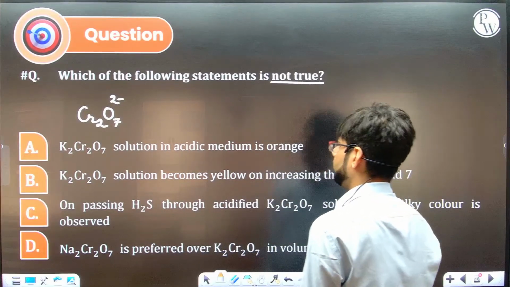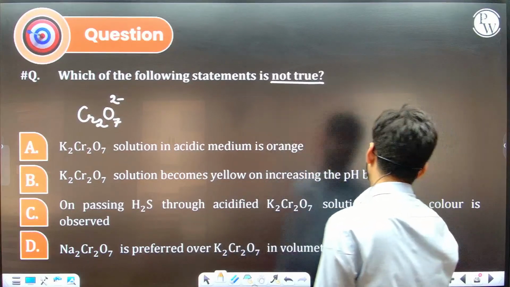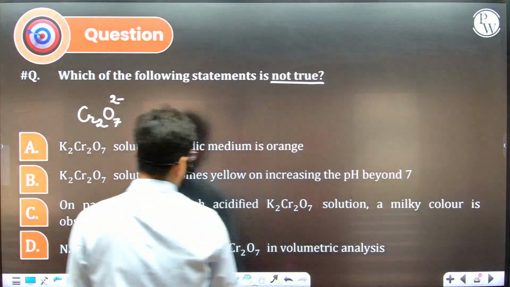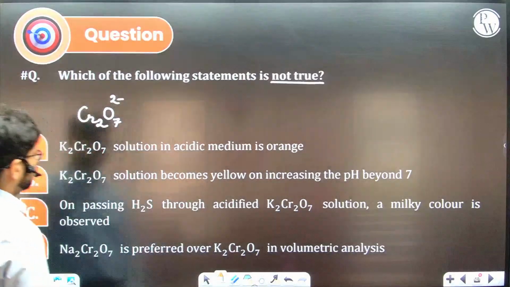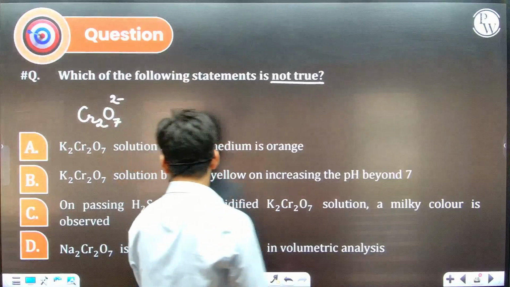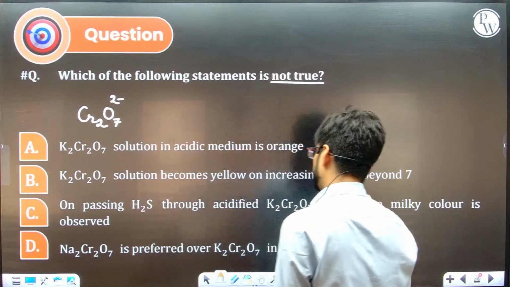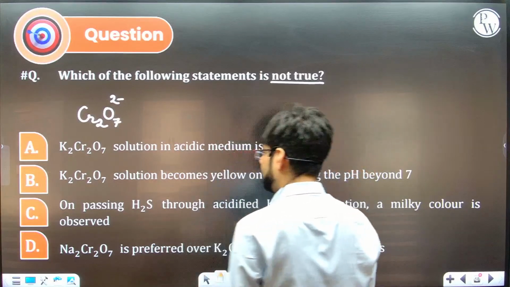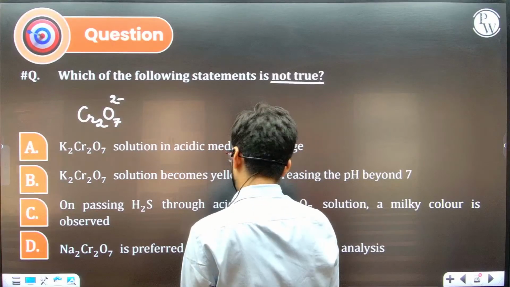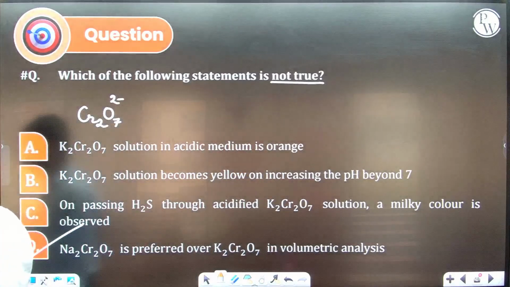K2Cr2O7 solution becomes yellow on increasing the pH beyond 7. Beyond 7, that means you are turning the solution basic. Right. So if it is a basic solution, it turns yellow. That's correct. Yes. On passing H2S through acidified K2Cr2O7, a milky color is observed. Yes, that's also true. So that means only statement which is not true is D. So D is the correct answer.